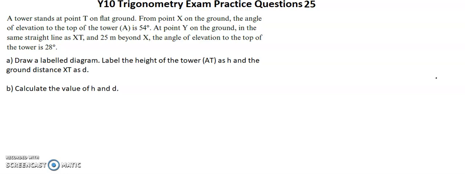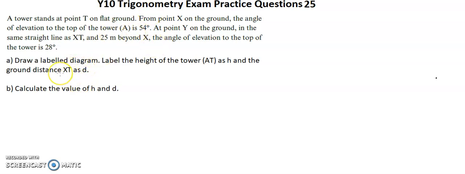Year 10 Trigonometry Exam Practice Question 25. A tower stands at point T on flat ground. From point X on the ground, the angle of elevation to the top of the tower A is 54 degrees. At point Y on the ground, in the same straight line as X and T, and 25 meters beyond X, the angle of elevation to the top of the tower is 28 degrees.